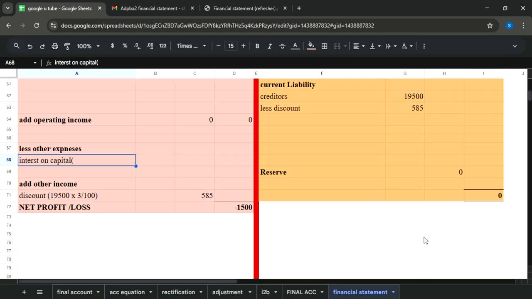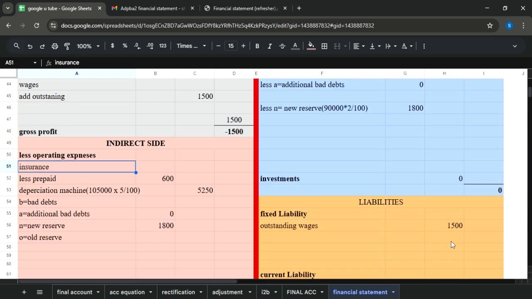So 150,000 multiplied by 5 divided by 100, with which we will calculate interest on capital. Capital was 150,000 and you will take 5%. So 7,500 interest on capital. Its second effect, you will choose fixed liability and here you will write your capital.